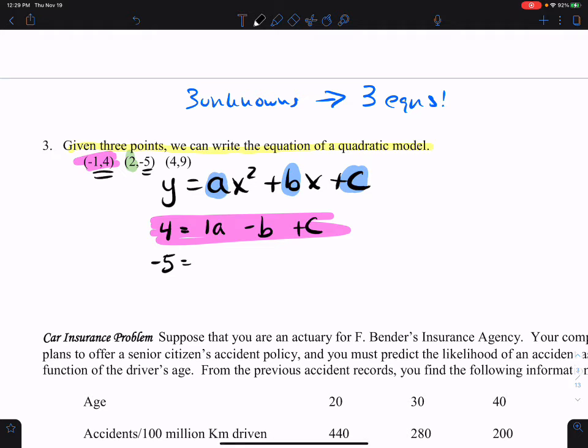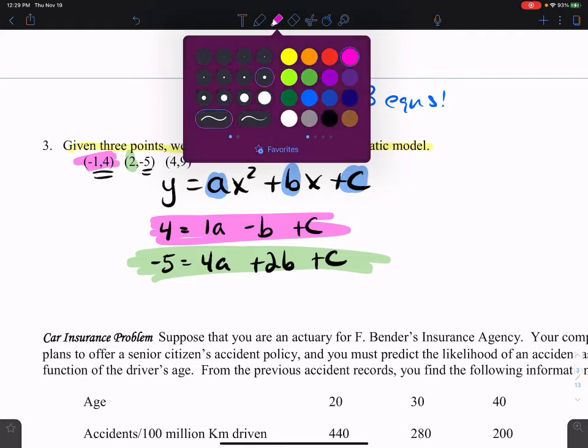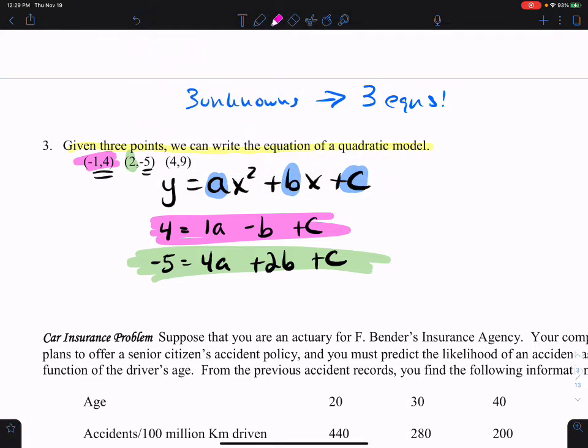So 2 squared would have been 4, so 4a plus 2b. And then this term of c doesn't depend on x, so it's always just c. But again, we used this point, we plugged in x and y, so now this equation only has 3 unknowns. Continue that process for the last point, 4, 9.